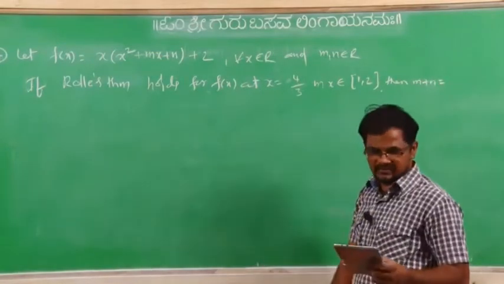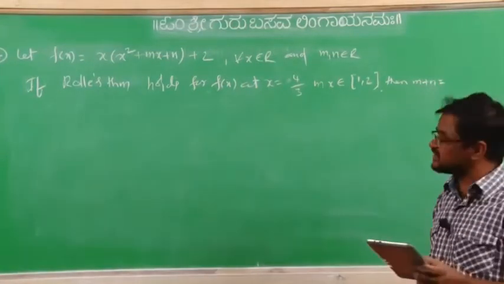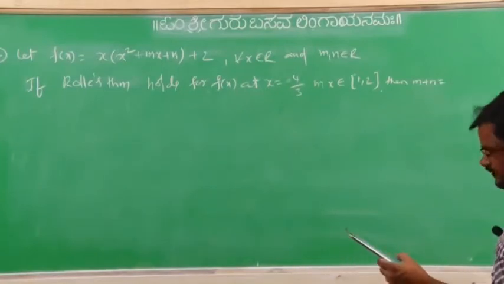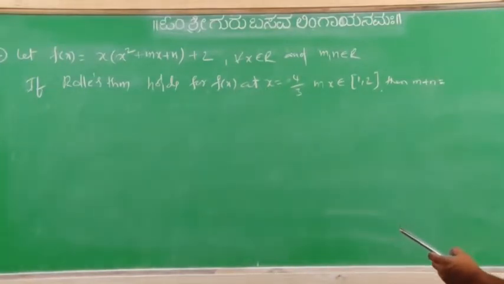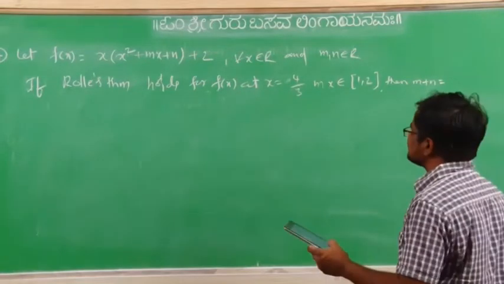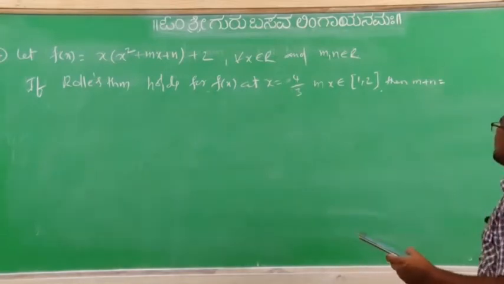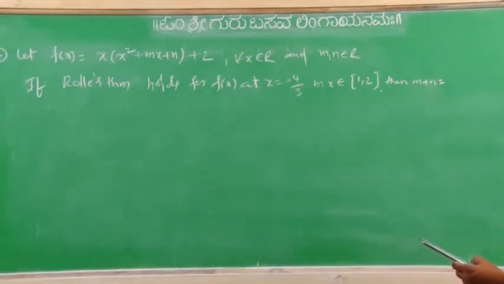f of x equal to what they gave, x into (x square plus mx plus n) plus 2 for all x belongs to real numbers, m comma n belongs to real numbers. If Rolle's theorem holds for the function f of x at x equal to 4 by 3 and x belongs to (1, 2), then m plus n equal to what?